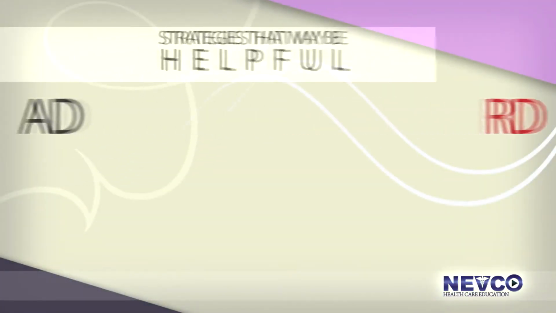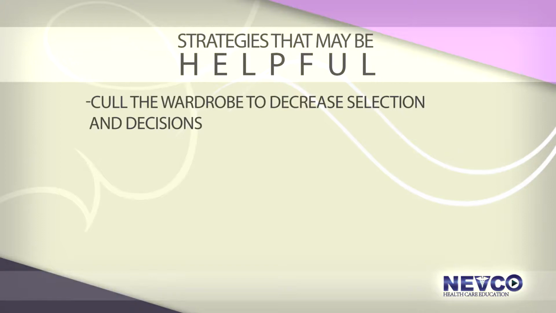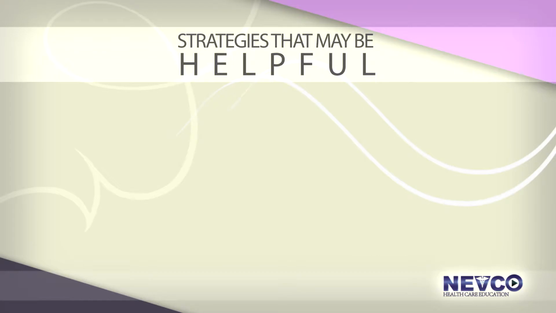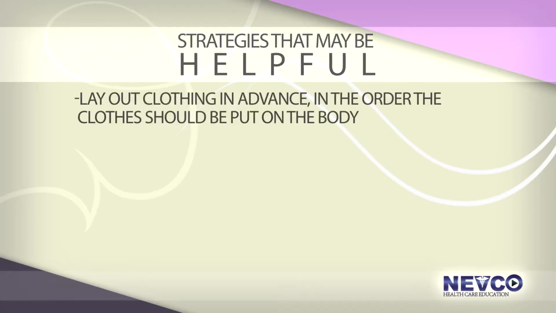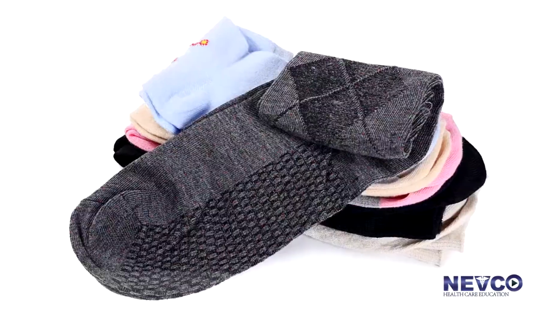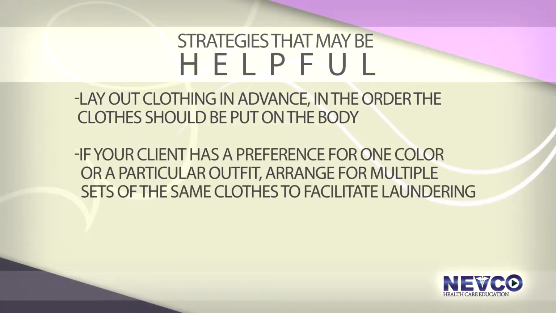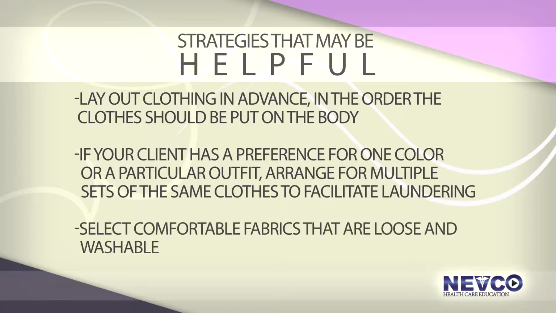Some strategies that may assist you and the family caregiver in this area include: cull the wardrobe to decrease selection and decisions. Keep choices to a minimum. If having clothing pulled over their heads seems to frighten your client, provide blouses or shirts with large buttons. Lay out clothing in advance in the order the clothes should be put on the body. For example, bra, underpants, socks, pants, top, sweater. If your client has a preference for one color or a particular outfit, arrange for multiple sets of the same clothes to facilitate laundering. Select comfortable fabrics that are loose and washable.